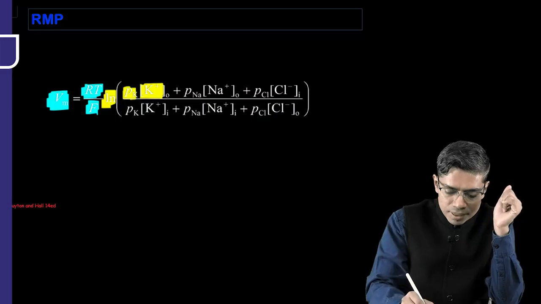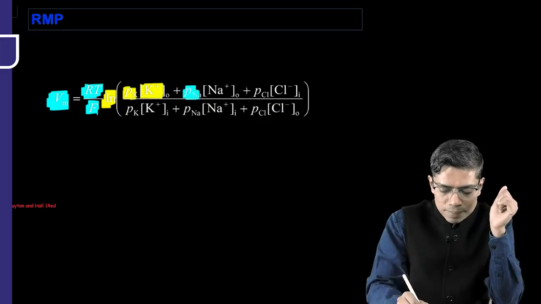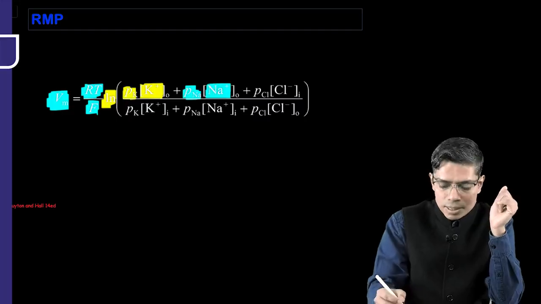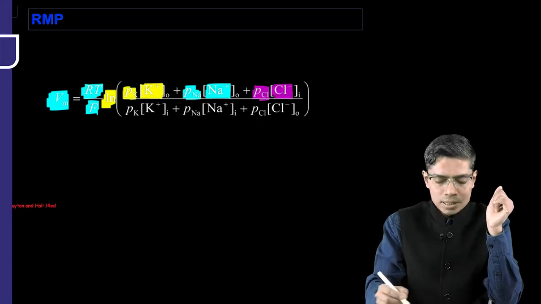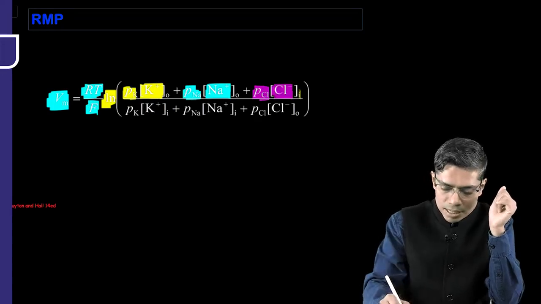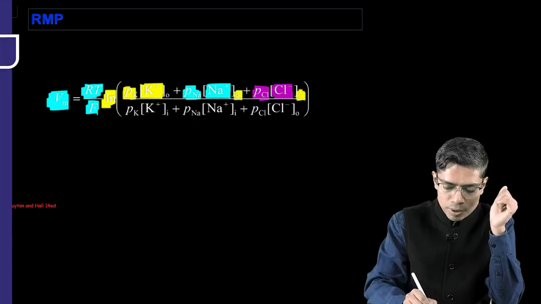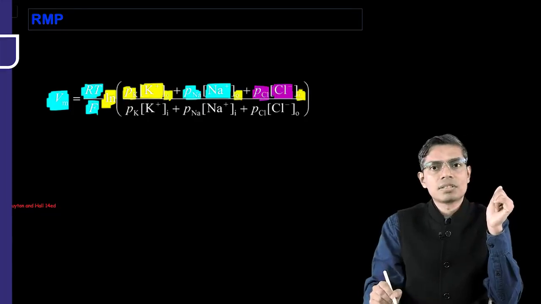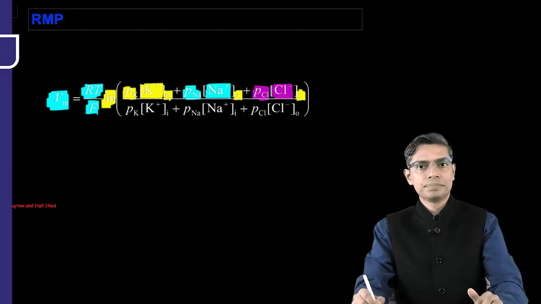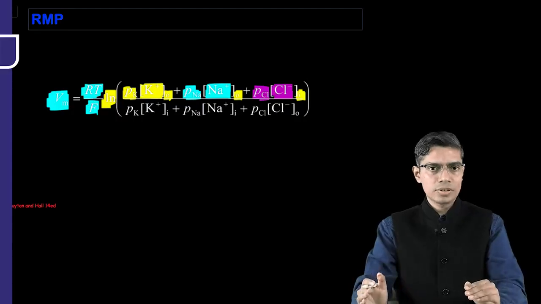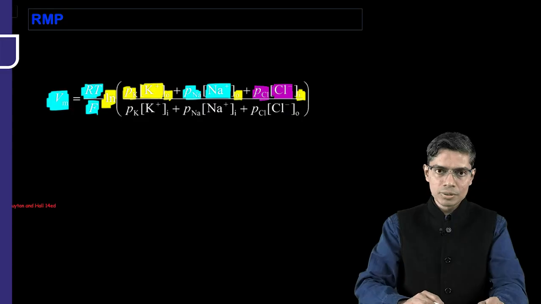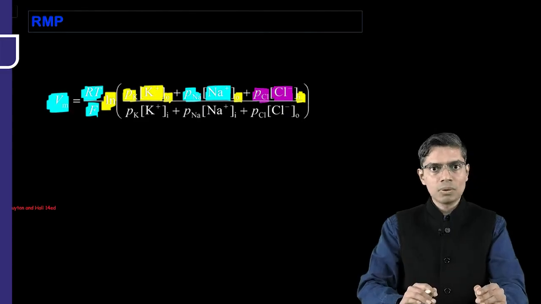Similarly here, this P is the permeability of sodium, and here the sodium concentration. And again, this is chloride permeability and chloride concentration. This I stands for inside concentration of chloride, O stands for outside concentration. So this is a complex equation. If you put in all the values of the permeability as well as the concentration of these 3 ions, then you are going to get the RMP of that cell.